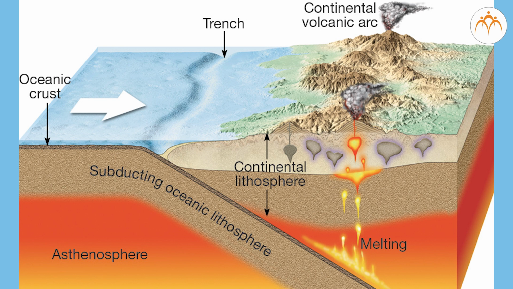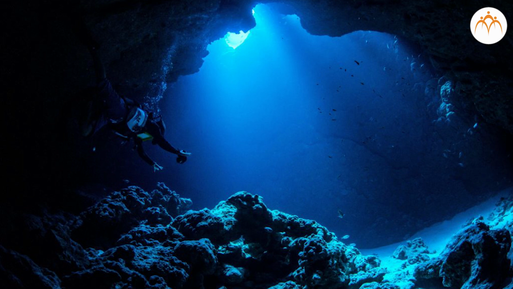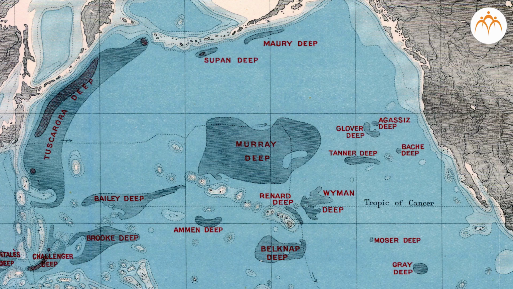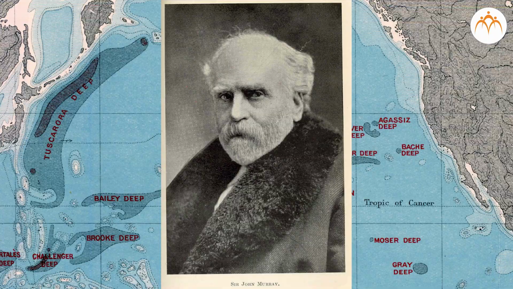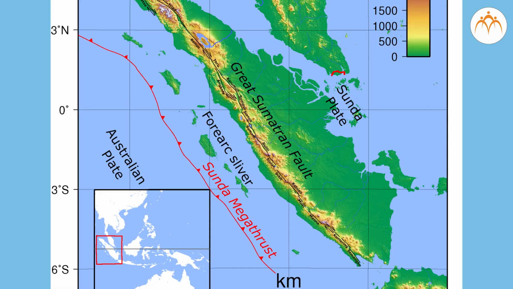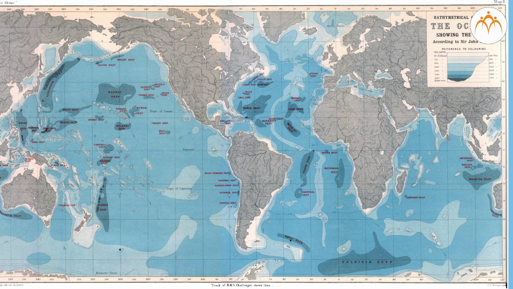Friends, do you know how these troughs and depressions are named? They are named after the scientist who discovered them. For example, Murray Depression is named after Murray. Sunda Trough is in Indian Ocean, named after the places in Japan. There are 57 troughs in different oceans that are known to us. 32 in Pacific Ocean, 19 in Atlantic Ocean and 6 in the Indian Ocean.